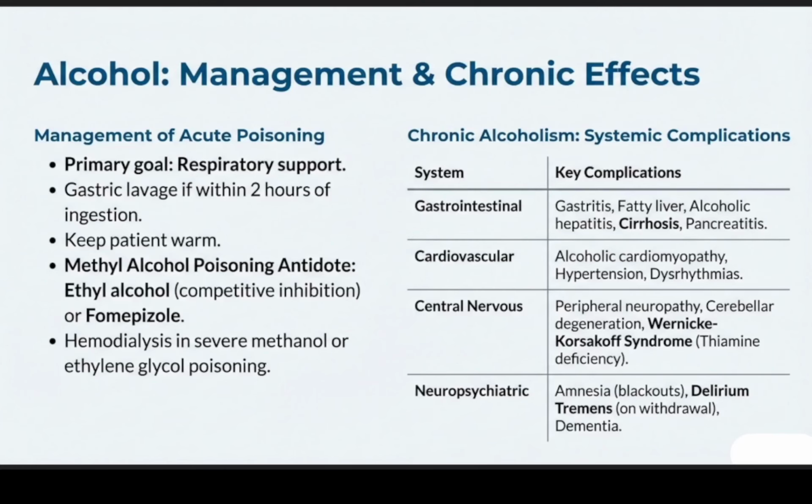Now coming to chronic alcoholism, what are the features or complications? In the GI system, there's going to be gastritis, fatty liver, alcoholic hepatitis, cirrhosis, pancreatitis. In the cardiovascular system, there's going to be alcoholic cardiomyopathy, hypertension, dysrhythmias. In the CNS, there is going to be peripheral neuropathy, cerebral degeneration, Wernicke-Korsakoff psychosis. Neuropsychiatric features include amnesia, blackouts, delirium tremens on withdrawal, and even dementia.